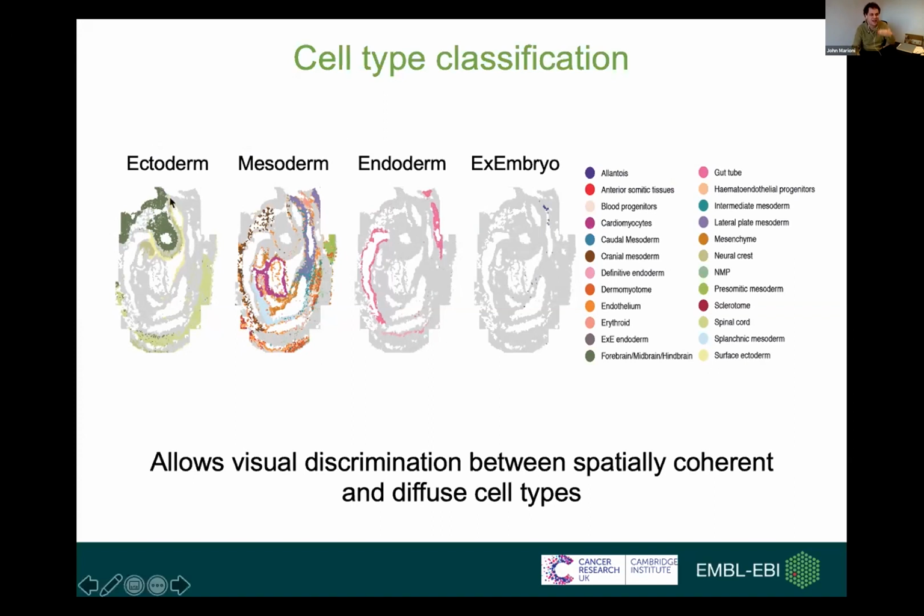So we've got ectodermal cells here on the left, mesodermal cells with a purple heart population in the middle, endoderm cells corresponding to the gut tube down here, and a small number of extra embryonic cells. And you can already begin to discriminate between spatially coherent and diffuse cell types, and you can indeed quantify this more statistically by examining whether there's any residual gradient patterns in space after you've assigned cell type identity.